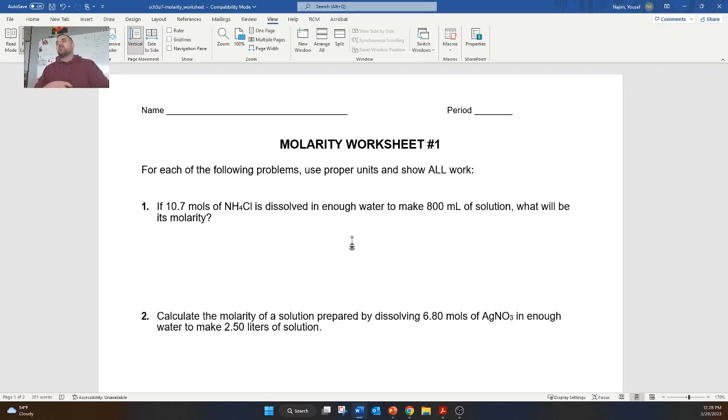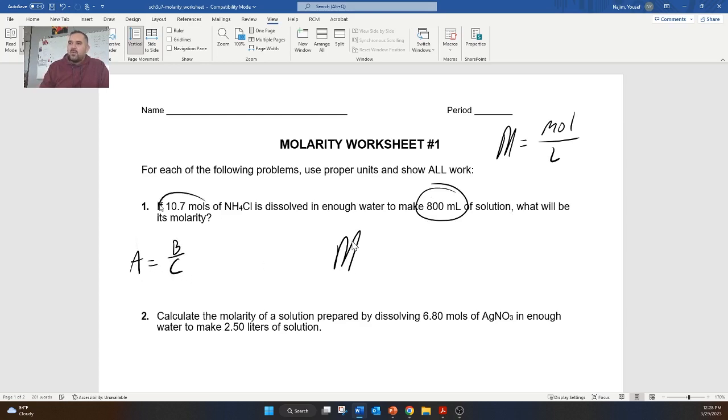So let's go ahead and take a look at this first one. I'm going to start by writing my equation up here. So molarity is equal to moles over liters. So if 10.7 moles of NH4Cl is dissolved in enough water to make a 800 milliliter solution, what will be the molarity? So here we're solving for molarity, and I'm going to write this equation right here. So A is equal to B over C. So we have 10.7 moles. Where does that go? A, B, or C? That's going to be in B, so 10.7 goes here.